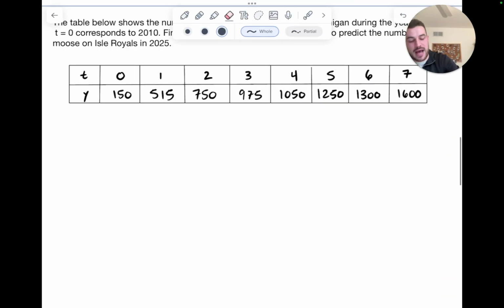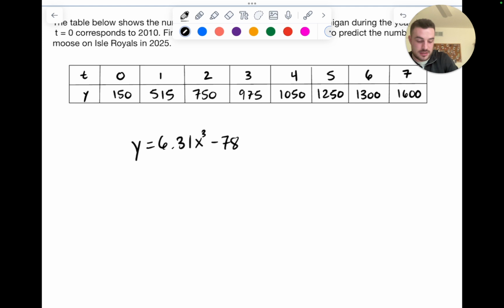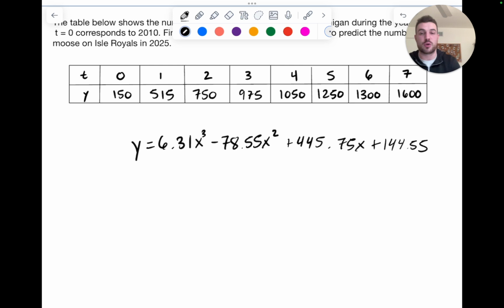And what that means is I can come up with my equation, y equals, and I'm going to take the a value I was given, which is about 6.31, x to the third, plus my b value, which is actually a minus 78.55 approximately, x squared, plus my c value, which is 445.75x, plus my d value, which is about 144.55. This is the regression equation I would use depending on what your teacher tells you to create.